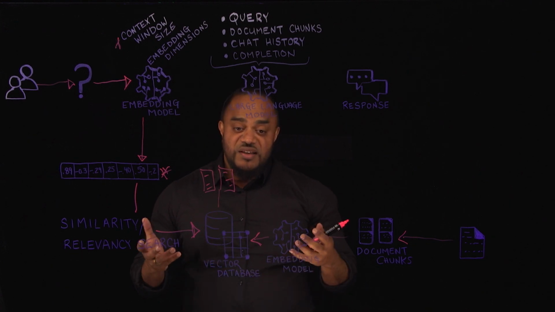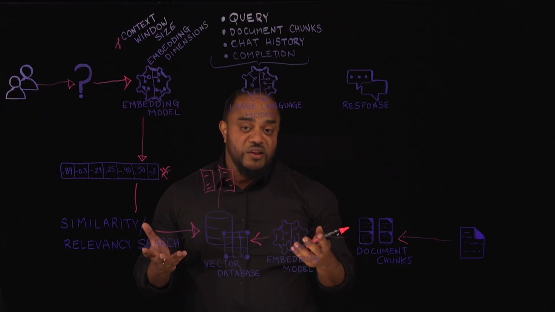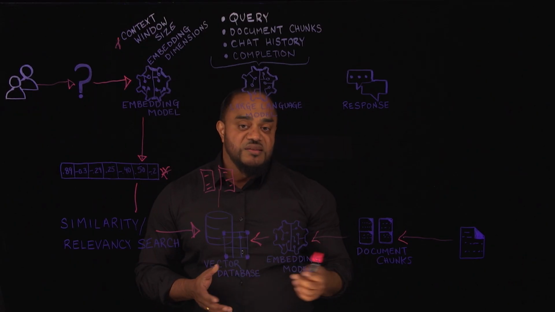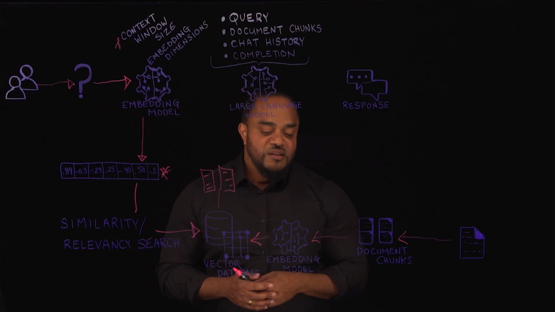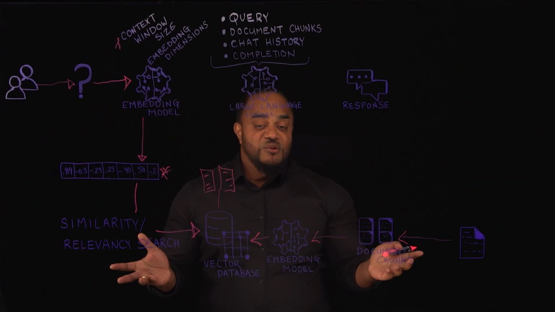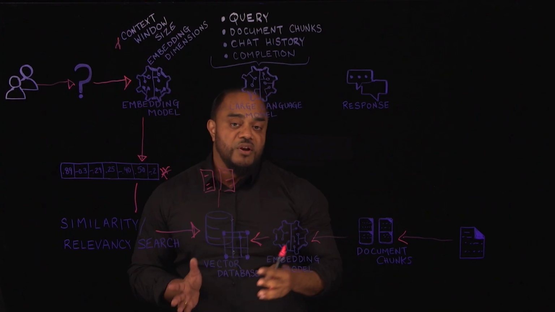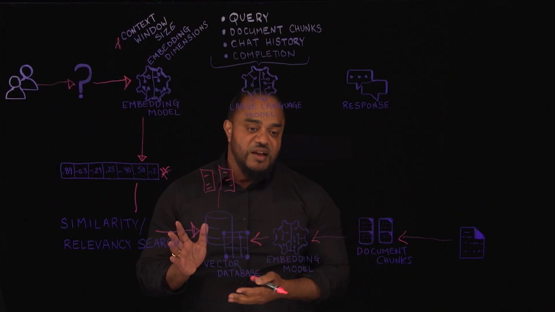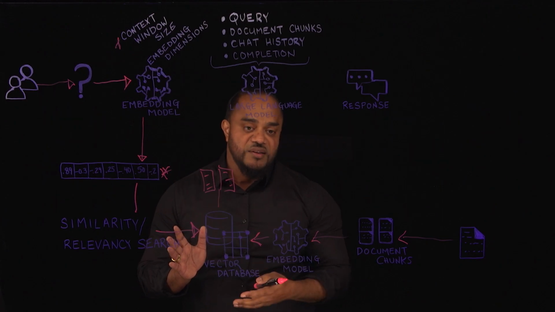With our Amazon Titan text embedding models, we can support a context window size of 8,000 tokens. So in this case, let's say we had a document chunk that was 8,100 tokens. The additional 100 tokens would be discarded because it doesn't fit in the 8,000 token context window.